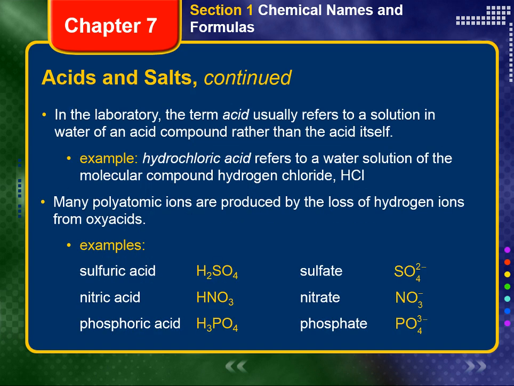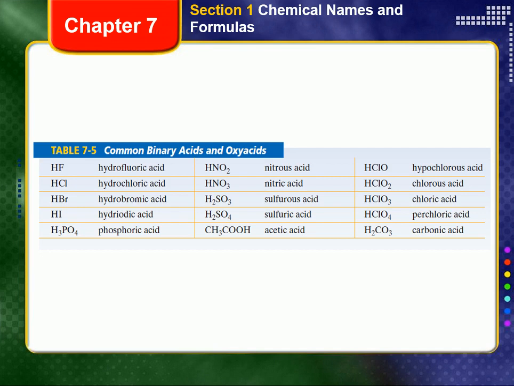Acids were first recognized as a specific class of compounds based on their properties in solutions of water. Consequently, in chemical nomenclature, the term acid usually refers to a solution in water of one of these special compounds, rather than to the compound itself. For example, hydrochloric acid refers to a water solution of the molecular compound hydrogen chloride, HCl. Some common binary and oxyacids are listed in Table 7-5 on page 214 of your text, or on the screen now.